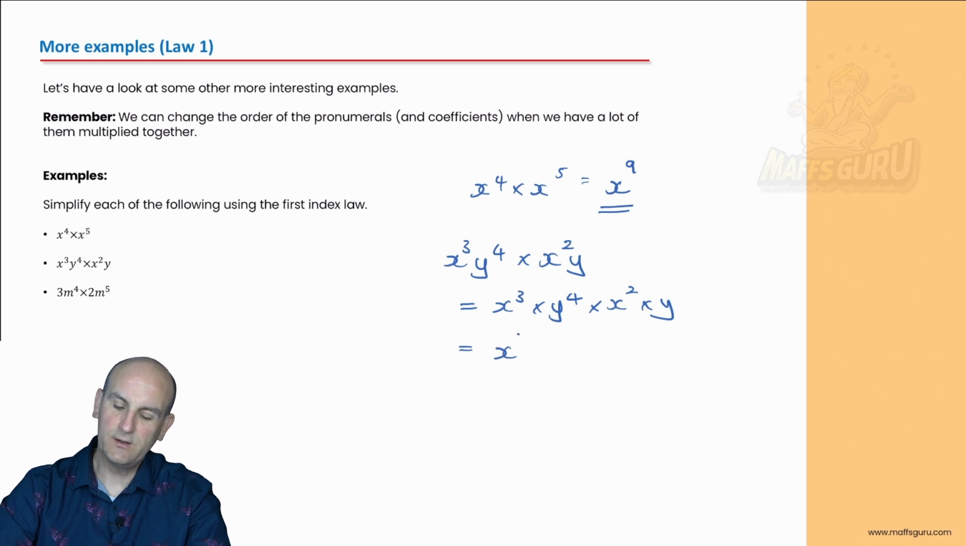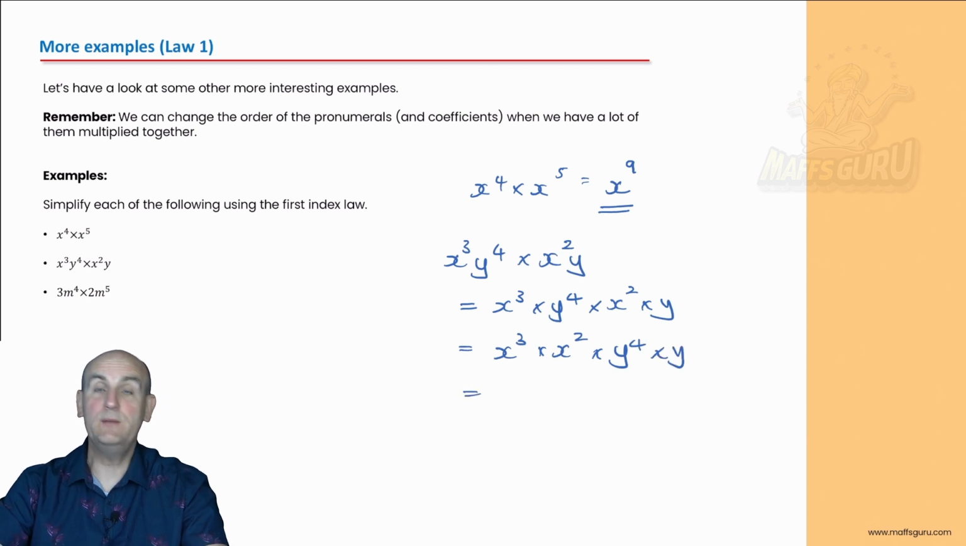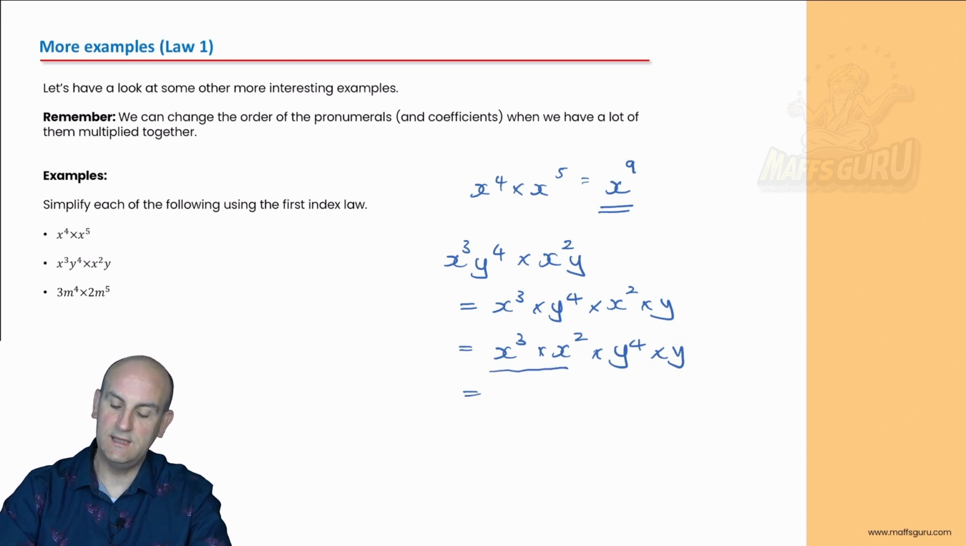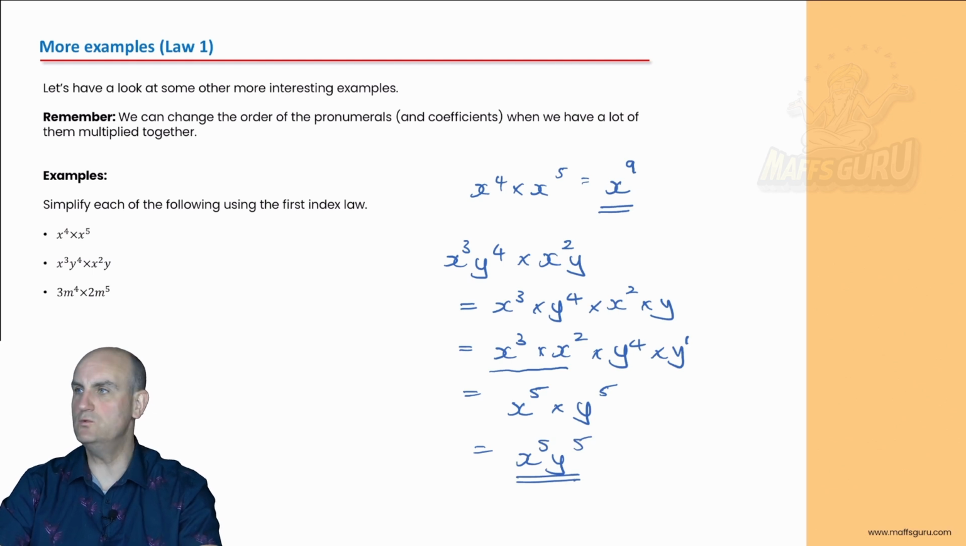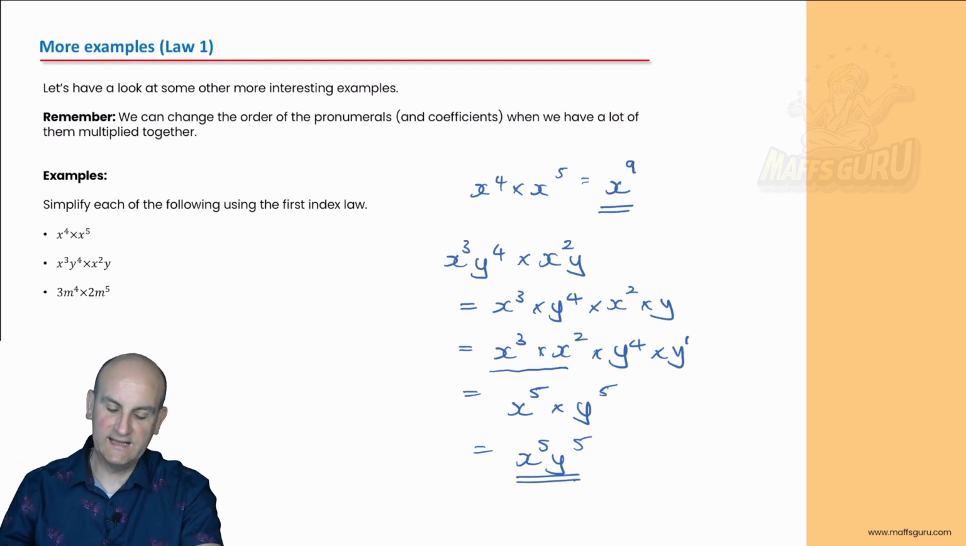Now, just to make it simple, I'm going to rearrange things. So x cubed times x squared, y to the 4 times y. Now, some people like rearranging them because it makes it easier. So x to the power of 5 times y to the power of 4 times y. Remember, if it doesn't have a power, it's a 1, so y to the power of 5. In which case we could write that as x to the power of 5, y to the power of 5, and there is my correct answer. Woo! Next one, running out of space.